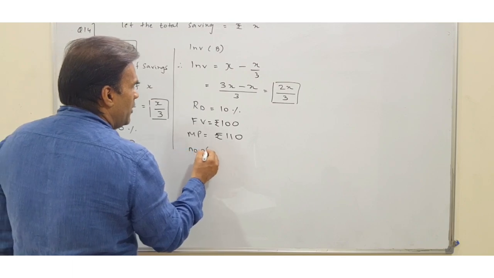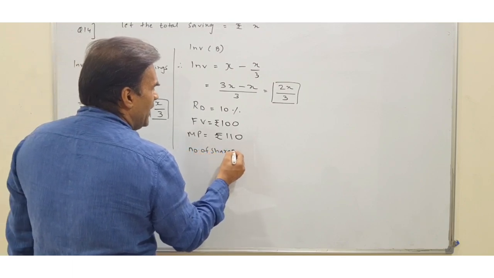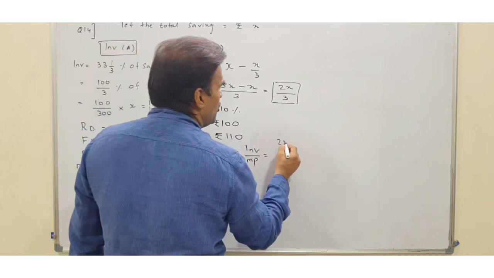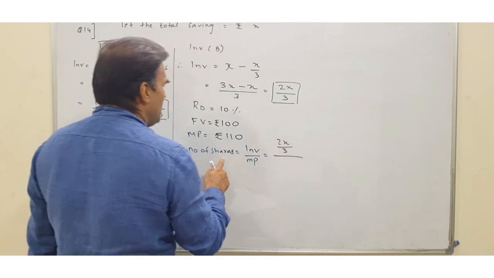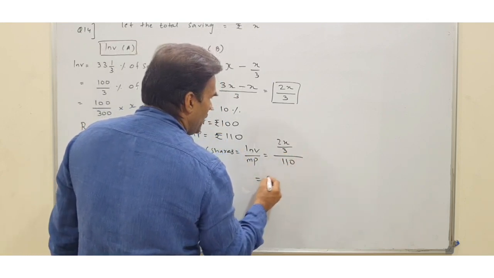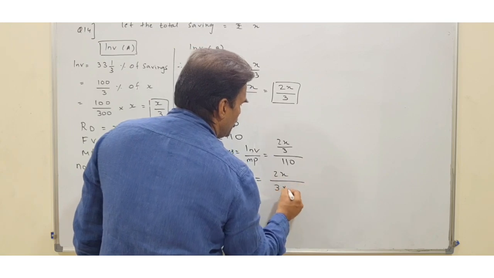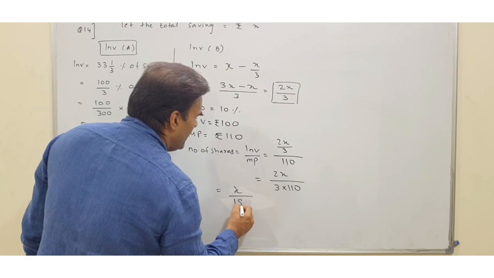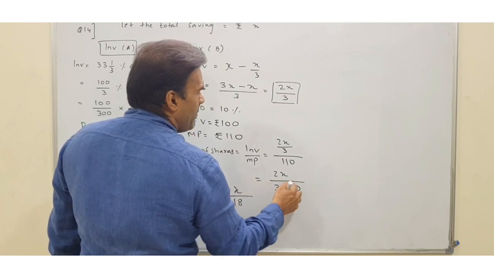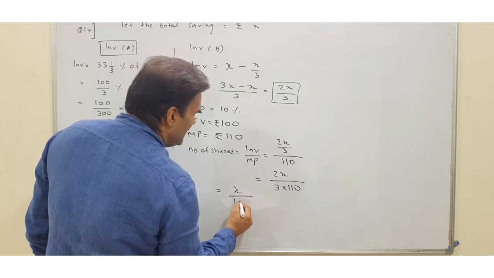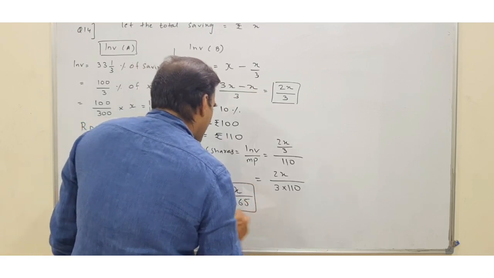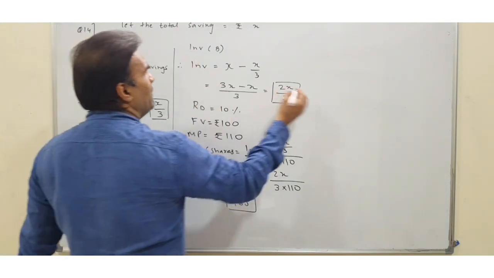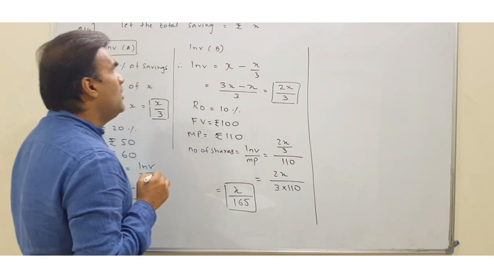Yes, sir. Number of shares would be investment upon market price. How much is the investment? 2X upon 3. How much is the market price? 110. So 2X upon 3 into 110, that will give you X upon 165. So my dear friends, we found out the number of shares for investment category B also.